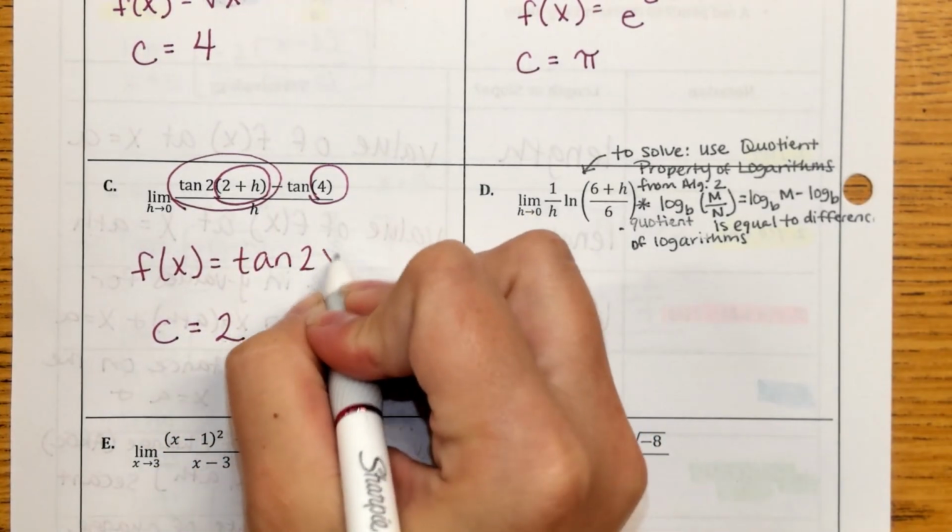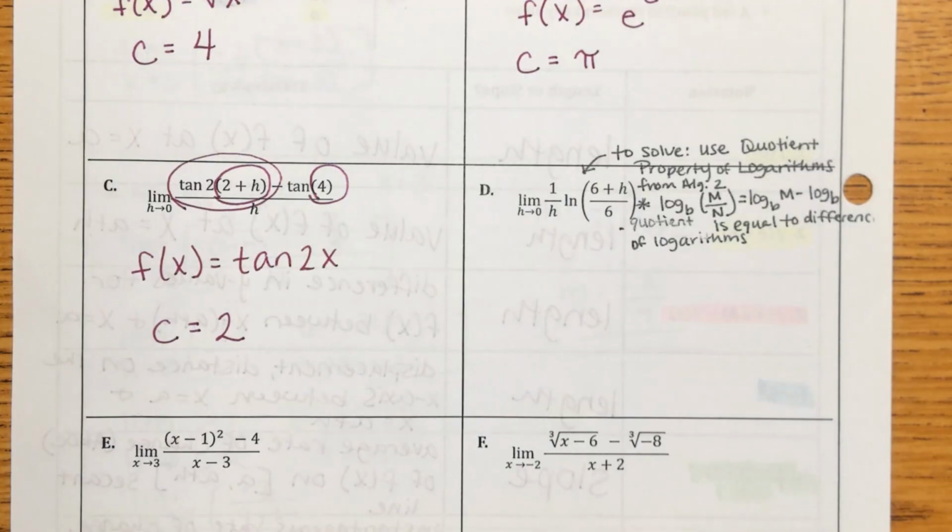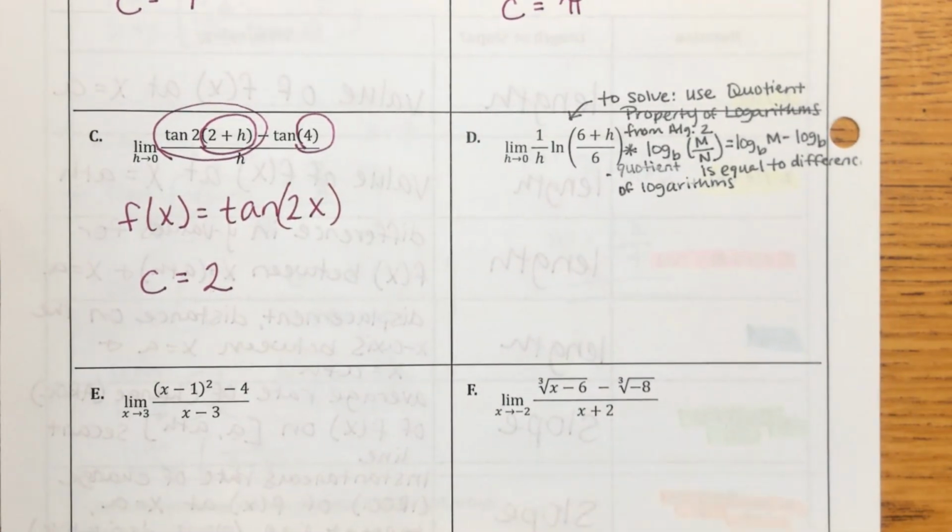Tan 2 times x. Let's go and put that in parentheses. Okay, D was a funky one. Y'all might remember this. It's okay if you don't. It's from Algebra 2, so it would have been a hot minute ago.